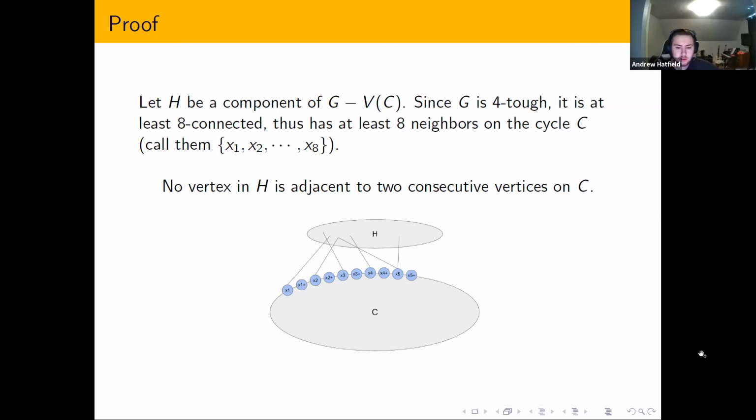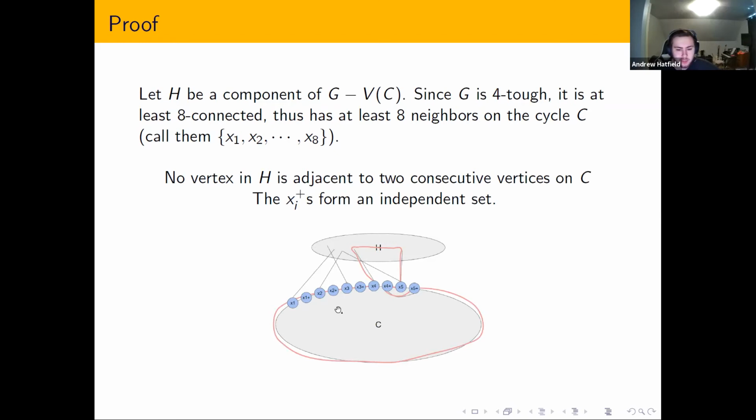The next thing we want to note is that the x_i pluses, or x sub i plus, here denote the immediate successor on the cycle of these x1, x2, etc. Here, x1 plus is the vertex directly after x1 on the cycle. These are independent. For example, if we had some connection between x4 plus and x5 plus, we could draw the cycle in a manner like this. This generalizes for every other kind of edge you could have. So these must be independent, which is pretty important for the rest of the proof.